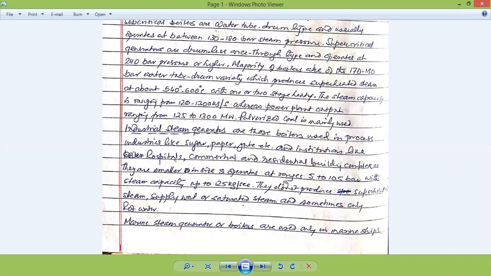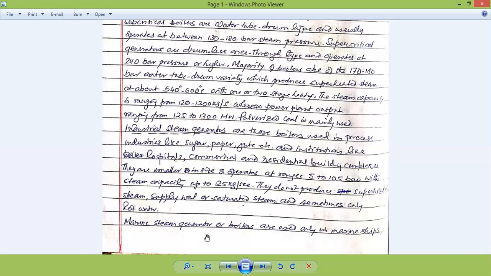Generally industrial steam boilers are of smaller capacity, generally 5 to 105 bar and steam capacity around 125 kg per second, not more than that. They don't produce superheated steam, as it is not required. They supply wet or saturated steam and sometimes also hot water to the place where it is being used.